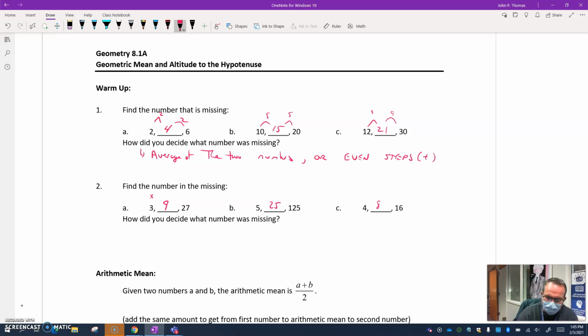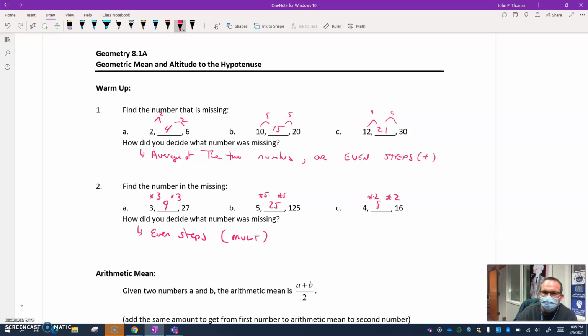Now, this one, rather than adding, we're actually multiplying. So it's times 3, times 3, times 5, times 5, and times 2, times 2. All right, so this one, it's kind of equal steps, or even steps, but it's even steps by multiplication instead of addition.